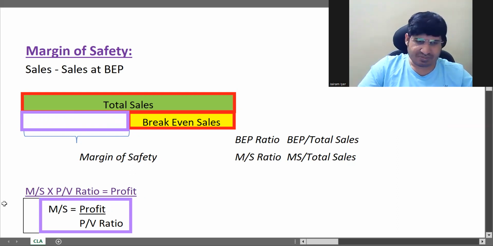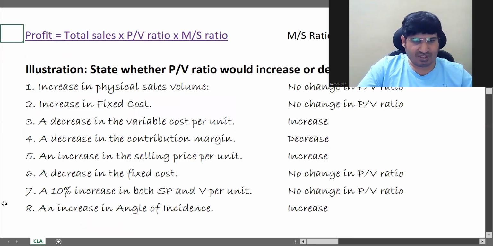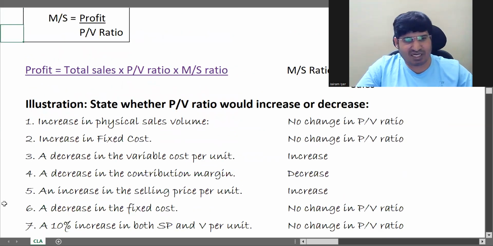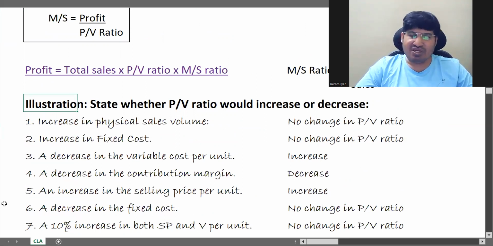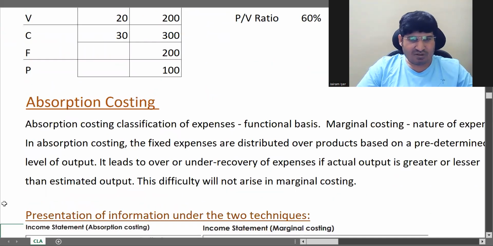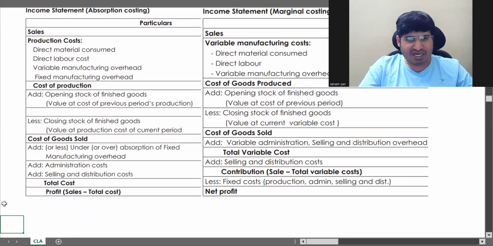Then there is one problem which we had done, which said what happens when these things increase or decrease, what is the effect on PV ratio. That we have already done in the last lecture. So you can take a look. Then absorption costing. This part is already completed, right?